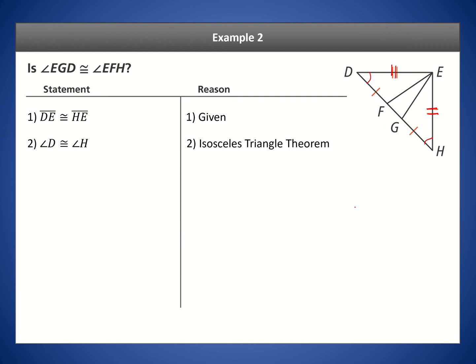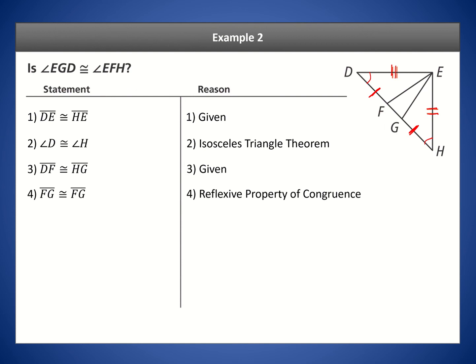Remember, the isosceles triangle theorem states that if you have an isosceles triangle, meaning two sides are congruent in a triangle, then the opposite angles are congruent as well. And so this is how we determined that angle D is congruent to angle H. So now we're going to use the other piece of information that's given in the diagram. We know that DF is congruent to HG because of this tick mark here.